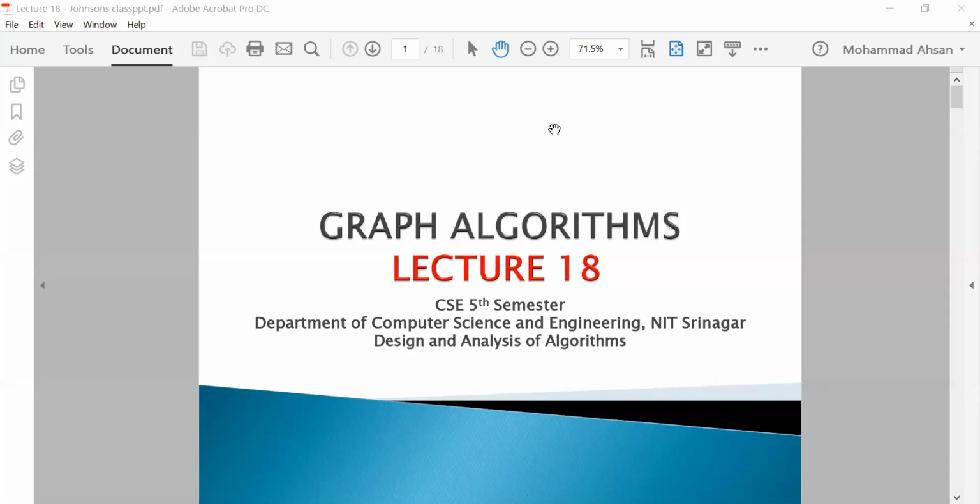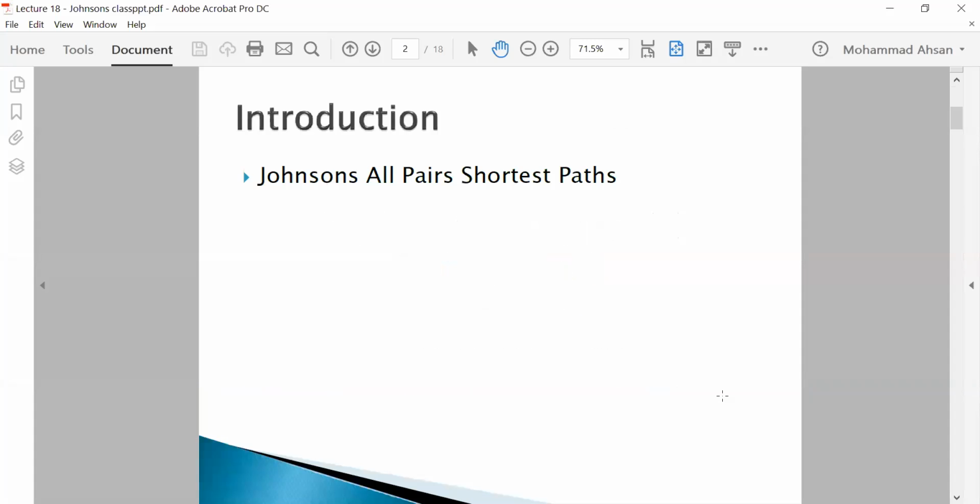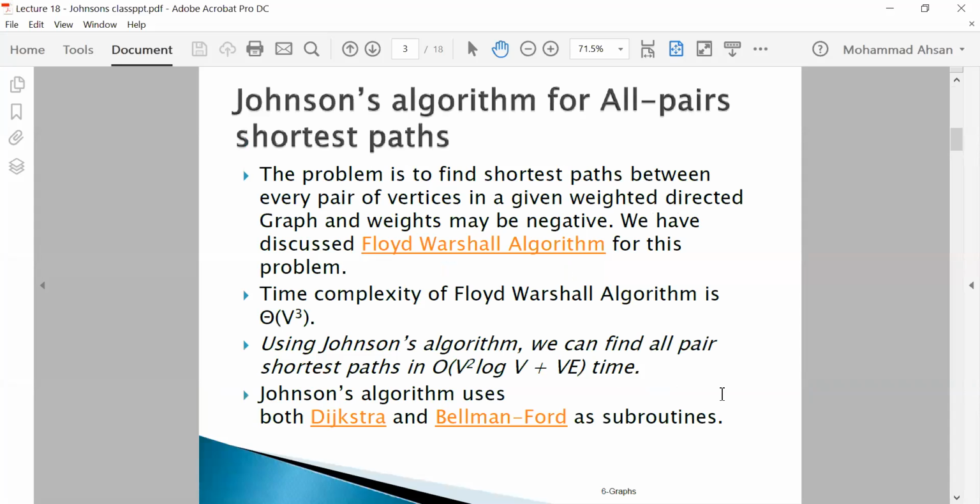So today we are going to do the second all pairs shortest path algorithm, which is called Johnson's all pairs shortest path. So, what is this algorithm?